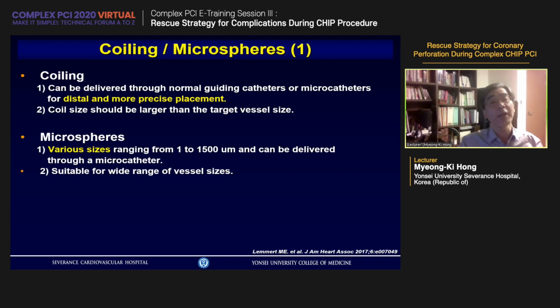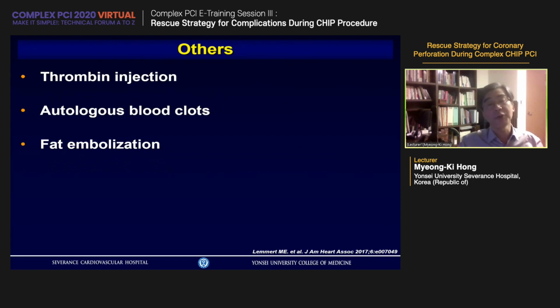Actually, coiling can be delivered through the guiding catheter or microcatheter. There is another material, the microsphere. Other materials for the management of coronary artery perforation are thrombin injection, autologous blood clot, and fat embolism. However, personally, I never experienced this kind of material for coronary artery perforation.